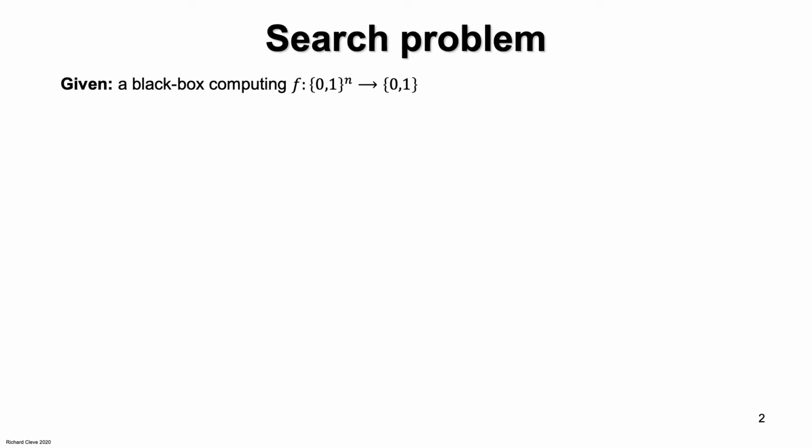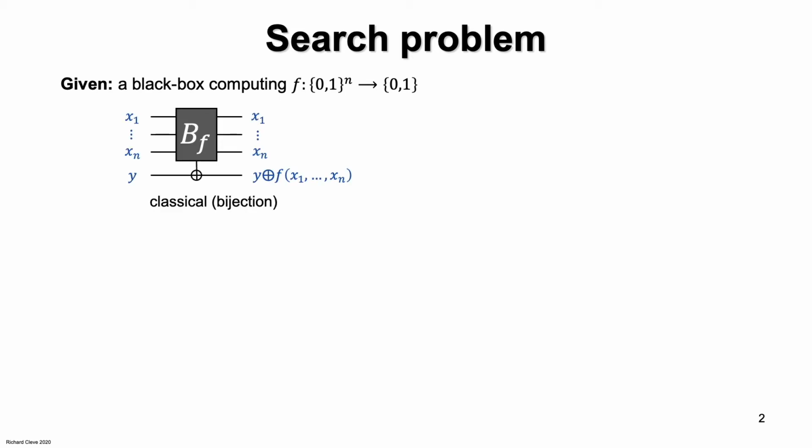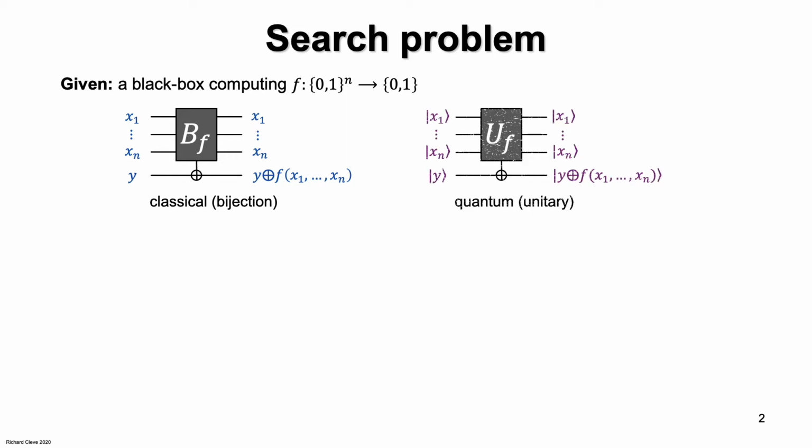You are given a black box computing a function f from n bits to 1 bit. Here's what the black box looks like in the classical case. I've put the query in reversible form following the standard method from Lecture 6. So the query is a bijection on the set of n plus 1 bit strings. And here's the black box as a unitary operation on n plus 1 qubits.